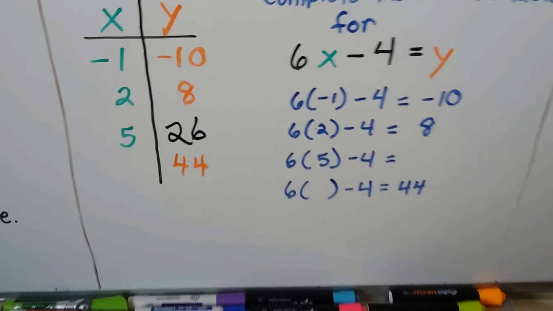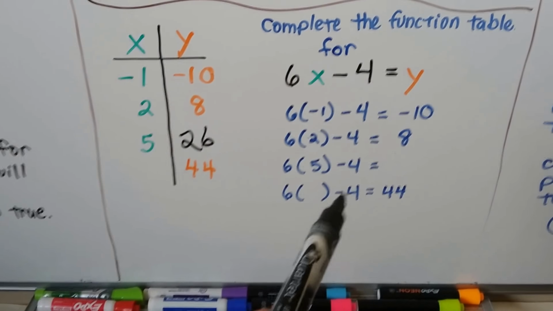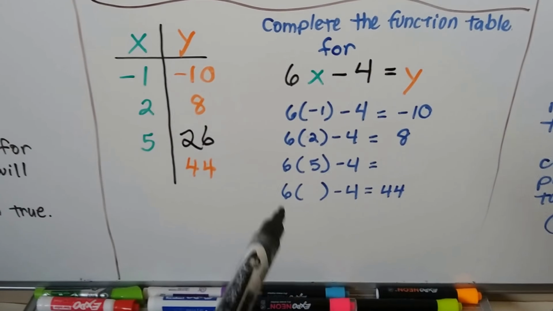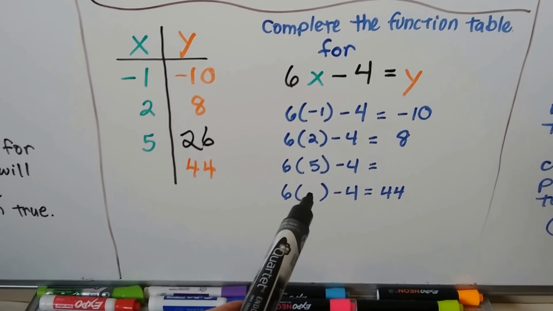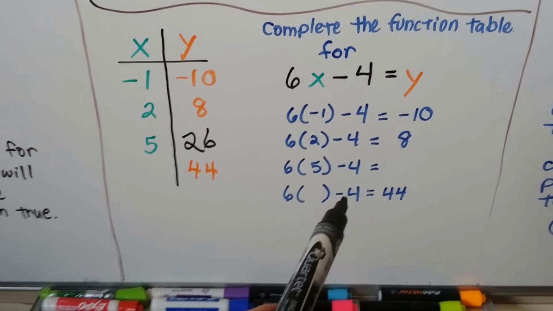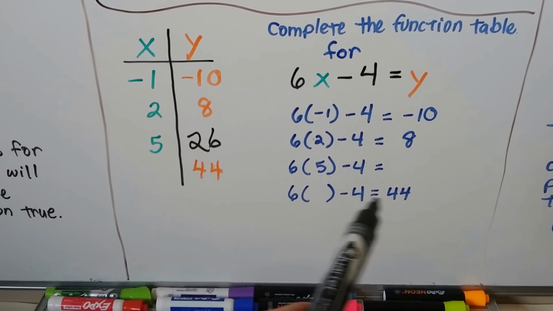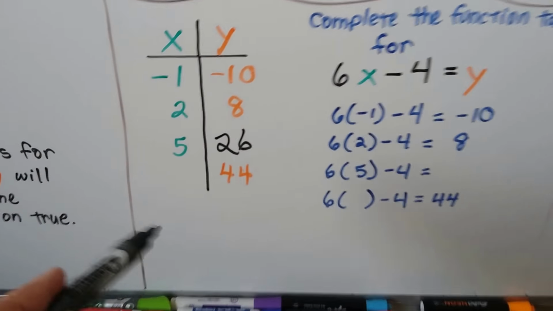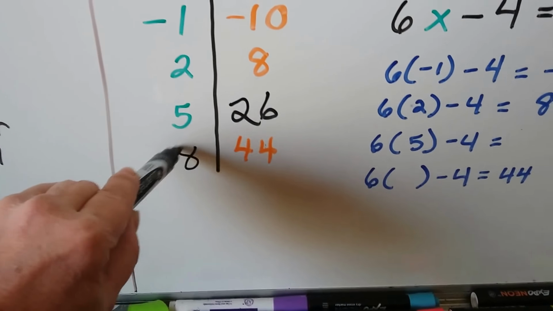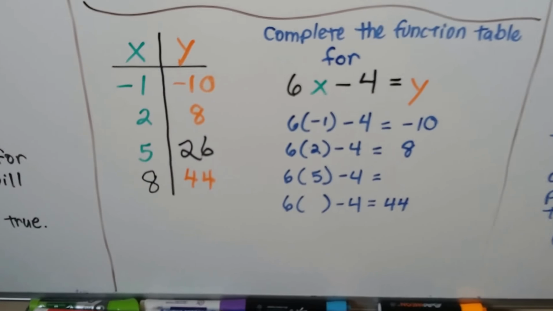See? 6 times something minus 4 equals 44. Well, 6 times 7 is 42. If we took 4 away, we'd only have 38, so that's not big enough. 6 times 8 is 48, and take away 4, that's 44, so the missing value for x would be an 8. See?